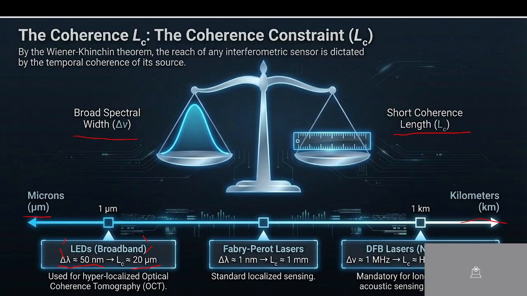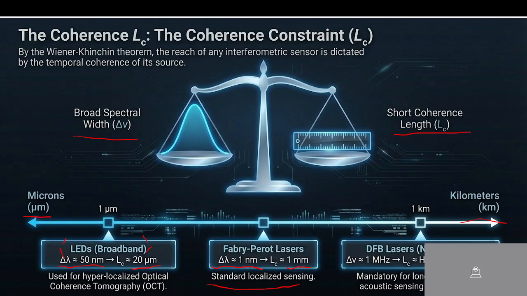So its coherency is quite short range. Then moving towards the next thing, which is the Fabry-Perot laser, which can be used up to 1 mm distance because of the coherency, and the full width half maximum is in the range of 1 nanometer. It is used for standard localized sensing.